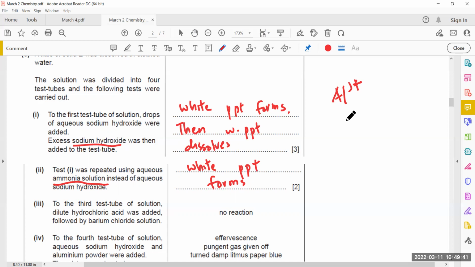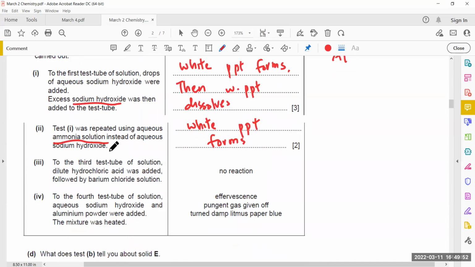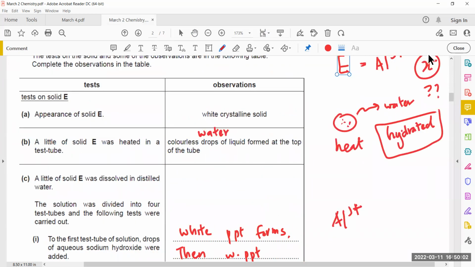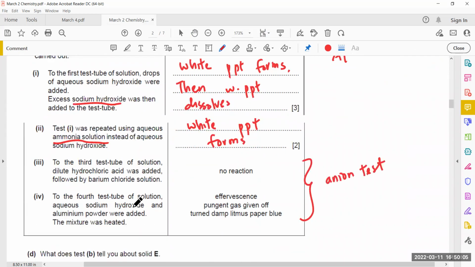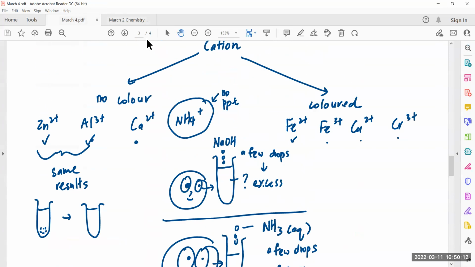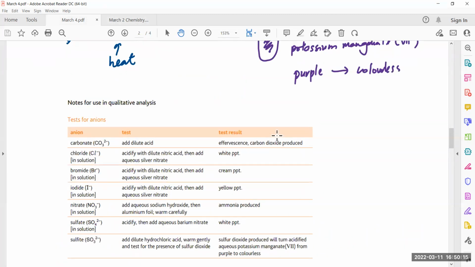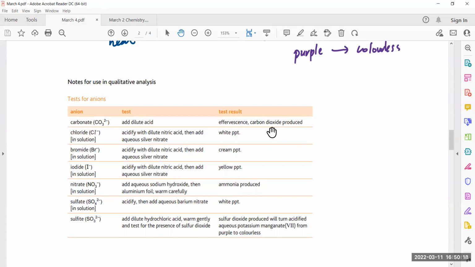Okay. Next question. Okay, so far so good. Do you understand how to write? Yeah. Okay. So the third test tube, to this one, they are doing anion tests. That's why they tell you the results, because you don't know what the anion is. So they're telling you, you add hydrochloric acid and you add barium chloride. No reaction. So you look at just now.